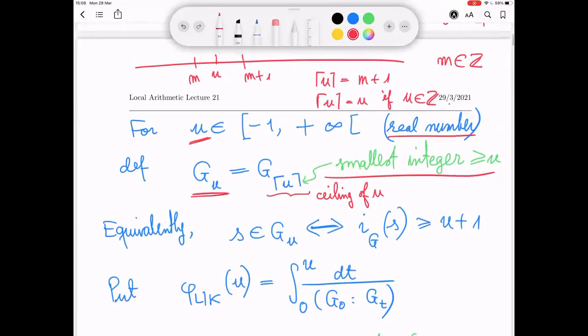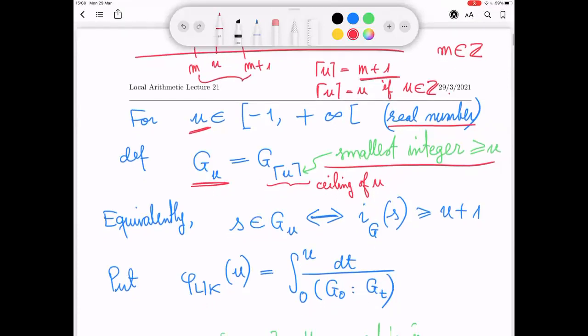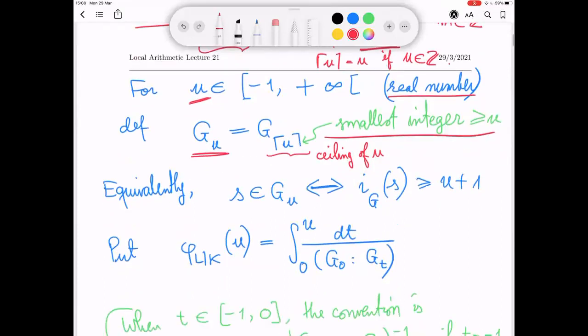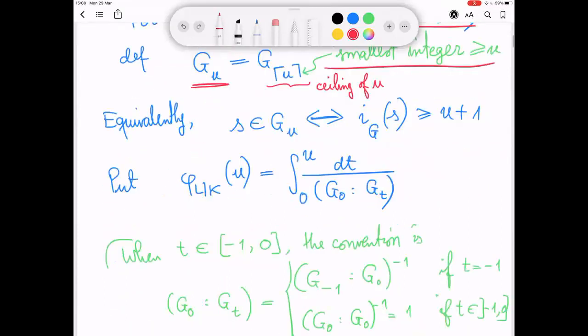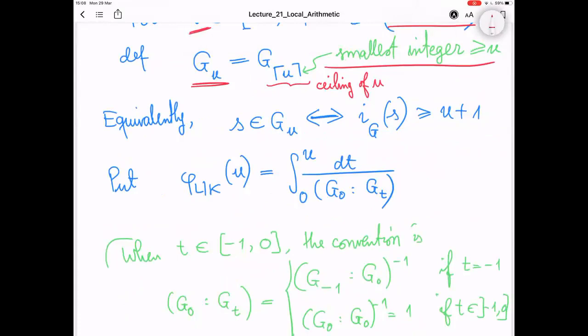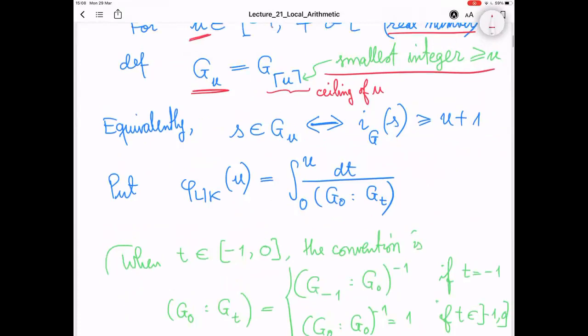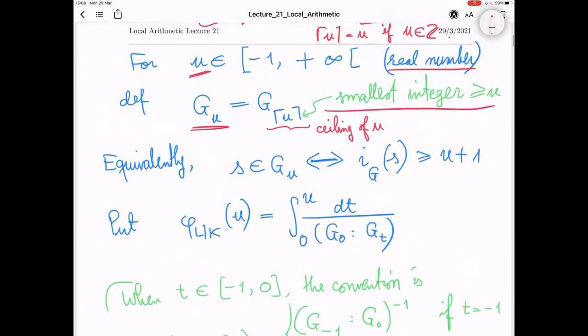Otherwise, it's strictly between two integers, and it's the one which is bigger than U. Okay, and so this definition is equivalent to saying that an element S is in G sub U if and only if what I'd call J sub G of S is greater than U plus 1.